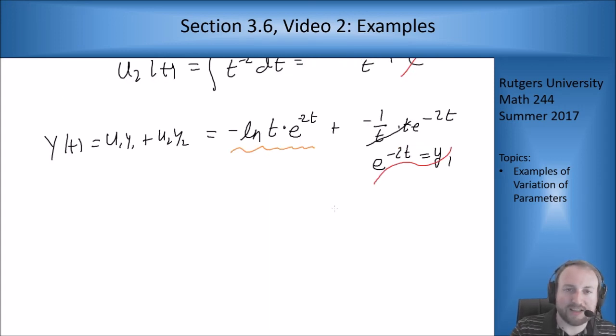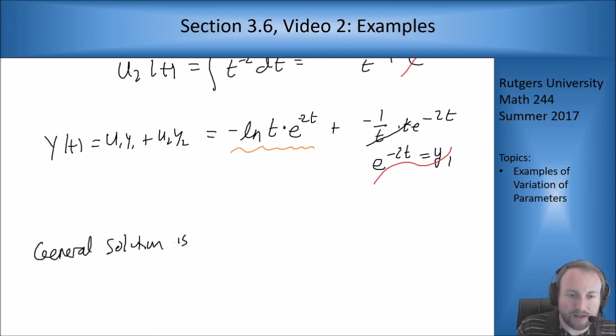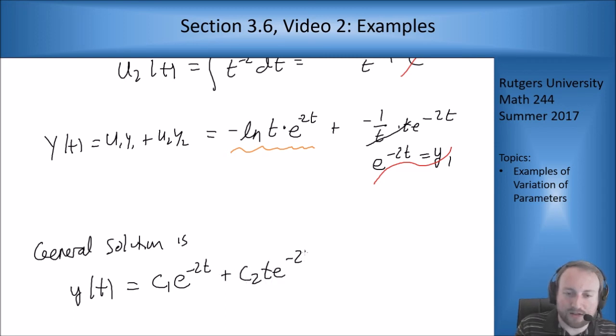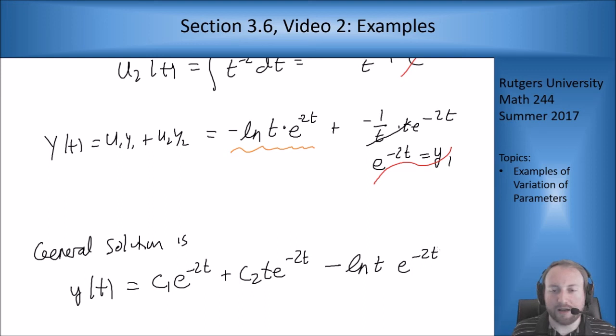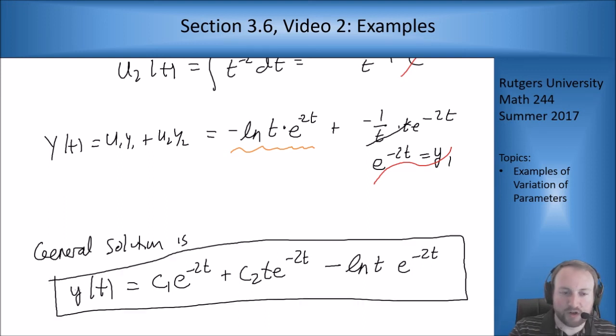Which then means, what is my general solution? My general solution is y of t equals c1 e to the minus 2t, there's my y1, plus c2 t e to the minus 2t, there's my y2, and then minus log of t e to the minus 2t, which is my solution to the non-homogeneous part of the problem. So that is a full worked out problem for variation of parameters.